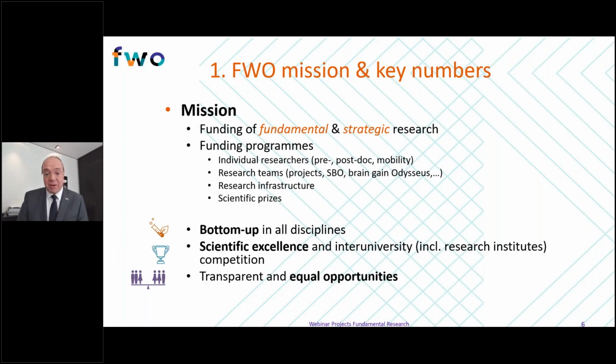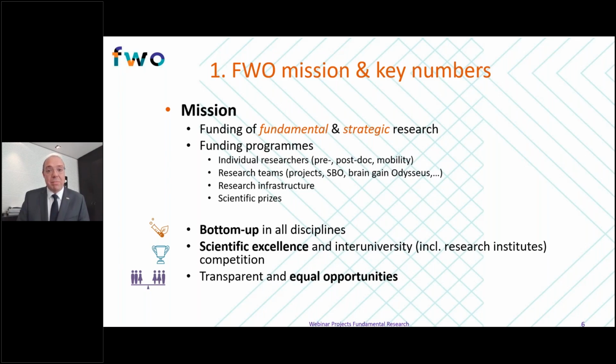It's all up to the researchers, and we are covering all disciplines, so humanities, medical sciences, social sciences, science and technology, biology. All these disciplines can submit applications towards FWO. Scientific excellence is key, and it's also an inter-university competition. Research institutes like VIB, IMEC, and so on can also submit applications to us. But it's a harder and harsher competition, and we'll come back to that on the next slide.